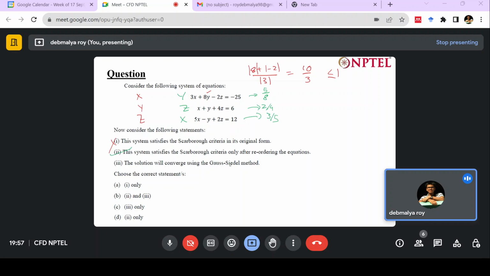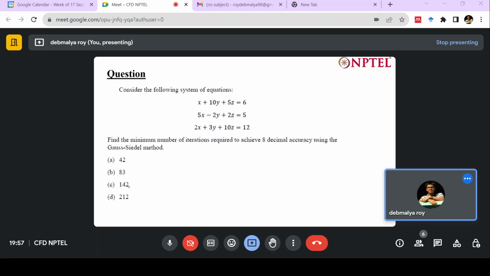So we can be sure that it will converge with the Gauss-Seidel method. Okay. So which one is correct? Both 2 and 3. These are correct. Okay. Let's move to the next.